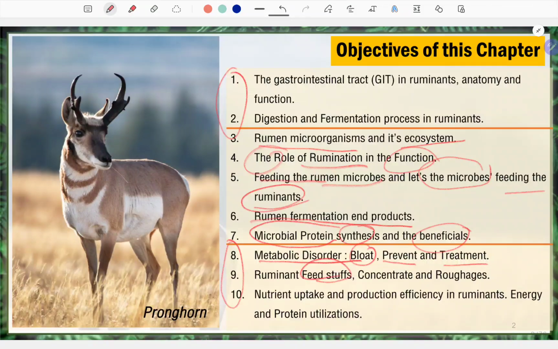Feedstuffs for ruminants, concentrate and roughage, and also learning about nutrition, nutrient uptake, and production efficiency in ruminants, including energy and protein requirements. Okay.